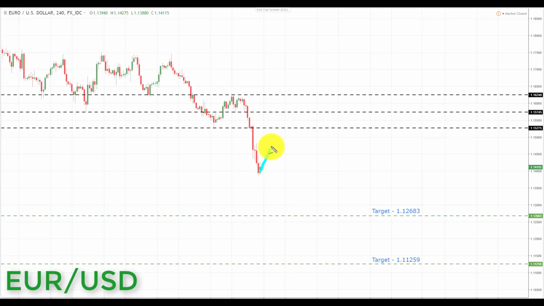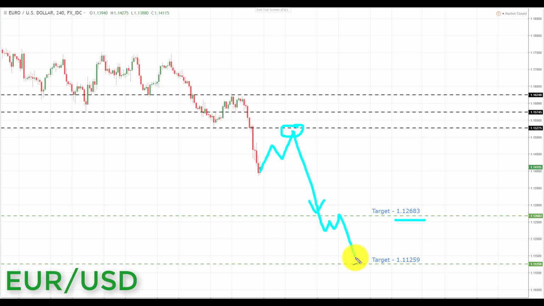If we can get a pullback and a retest, our optimal entry will be if we can get a retest of broken support, once again turning resistance at the 1.15275. This is going to provide another great chance to start to look for bearish formations and patterns. And we're going to be looking first of all down to the next key area of support to the downside in the target set at the 1.12683.